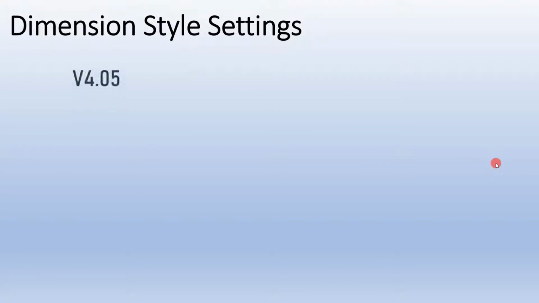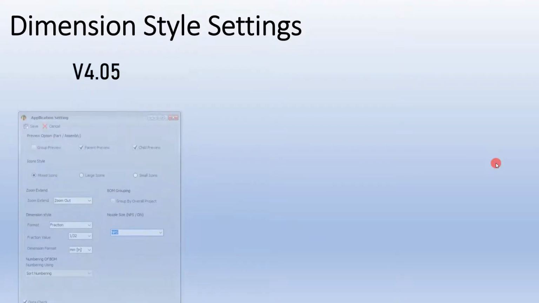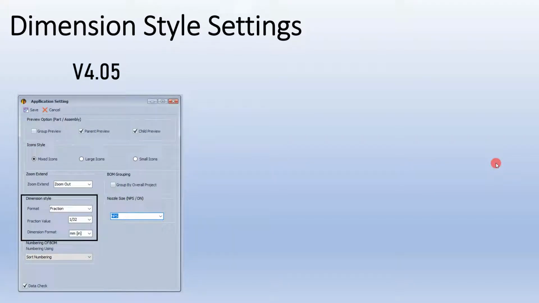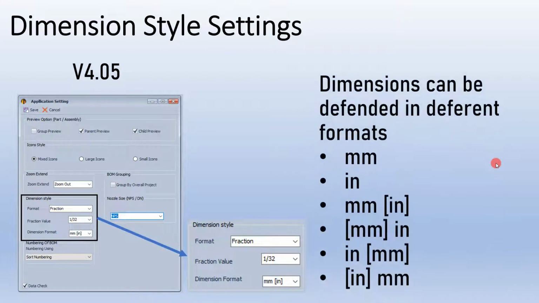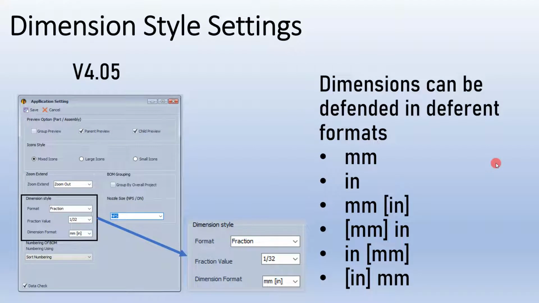The dimension style in version 4.05. Here you can figure that we developed a new option for the dimension format. This option will give you the ability to select between different types of dimension style. So you can make it in millimeter or inch, or you can make a mix between millimeter and inch with different styles as in the mentioned image.